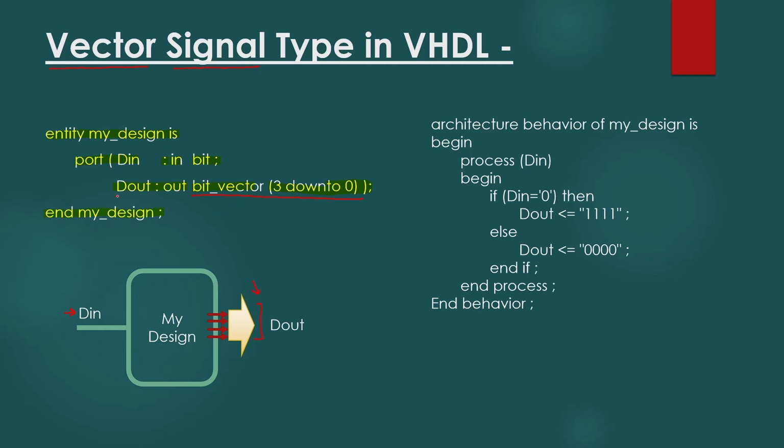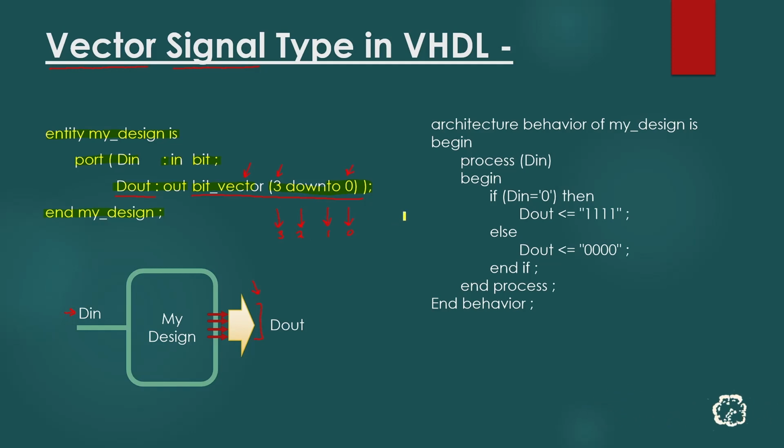Here D out is our bit vector, which means D out contains more than one bit or more than one signal, you can say. 3 down to 0 tells about the number of individual signals that D out can have. So if you split D out in single bit or individual signal, you will have D out 3, D out 2, D out 1 and D out 0, and that you can use in different ways in your VHDL design, which we will learn in some time.